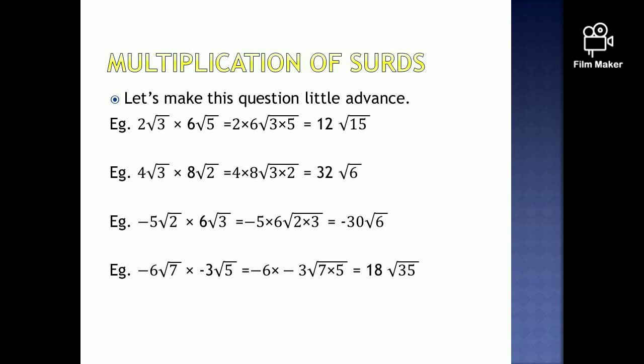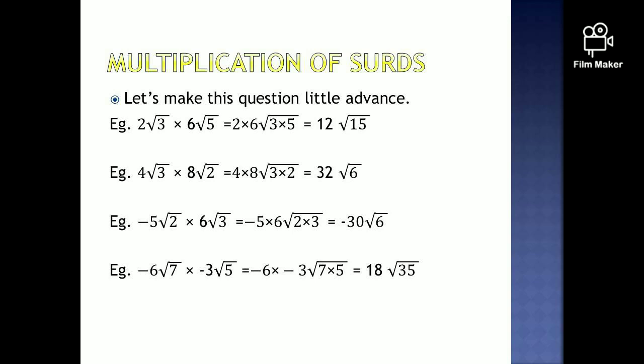And you have to operate as 2 into 6. Those are the two digits which are outside the square root. And within the square root, you can write 3 into 5, the terms inside the square root. With that, you can write the answer as 2 into 6 is 12 and 3 into 5 is 15, that is 12 root 15. That's the final answer for this question.